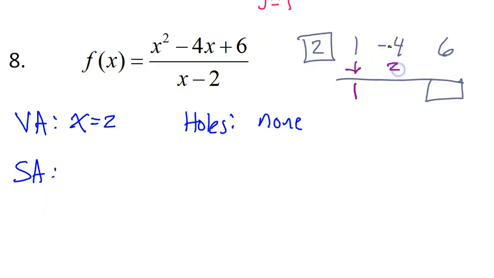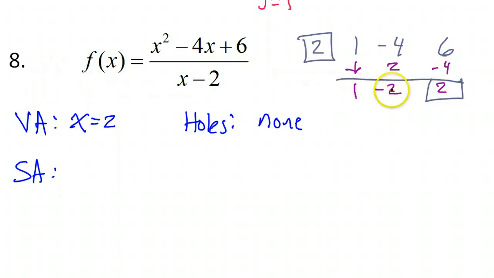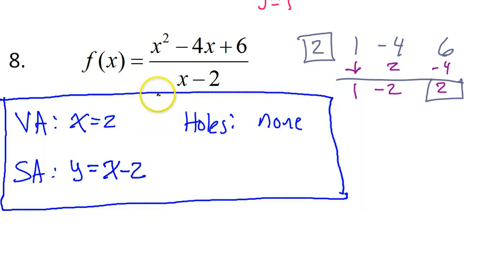Okay, 1 times 2 is 2. That makes -2. -2 times 2 is -4, and that's 2. Alright, so putting my variables back in, that gives me x minus 2. So that's why I will have a slant asymptote at y equals x minus 2. Alright, and that's it. That's the answer to number 8. We have a vertical asymptote and a slant asymptote. Alright, but we have no holes.